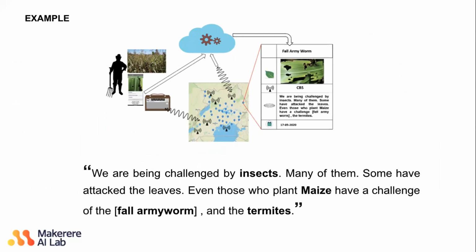feeds about the fall armyworm from the images, but it also was kind of cross-cutting from the report we got from radio. And someone was saying like we are being challenged by insects, many of them, some have attacked the leaves. Even those who plant maize have a challenge of the fall armyworm and the termites. So it's kind of a proof that radio can also be used to do crop disease surveillance.